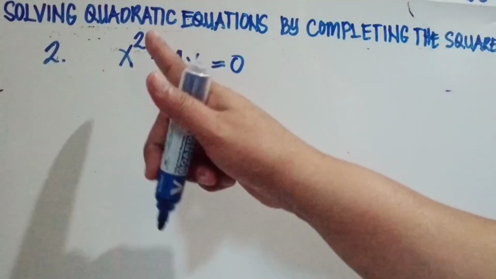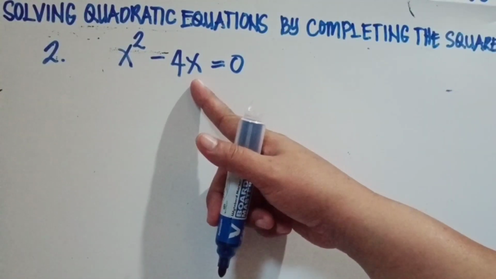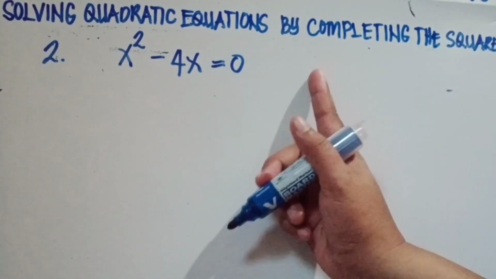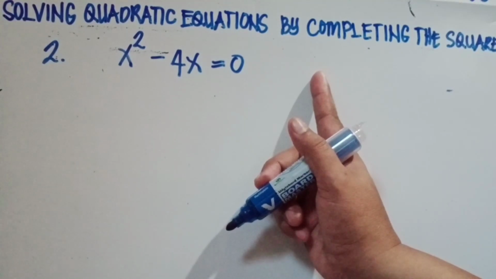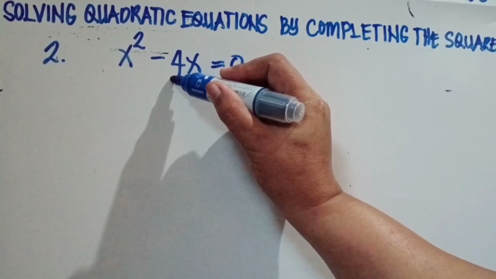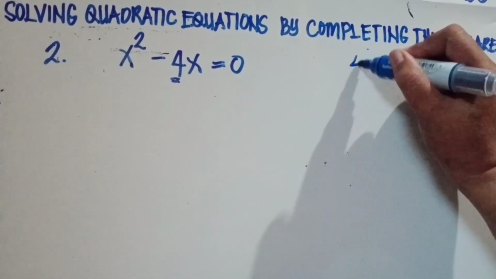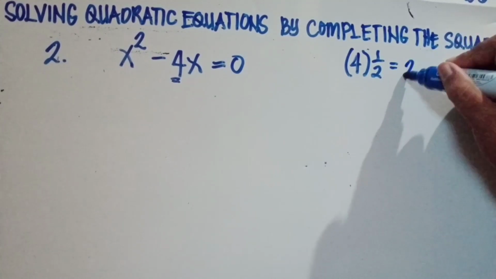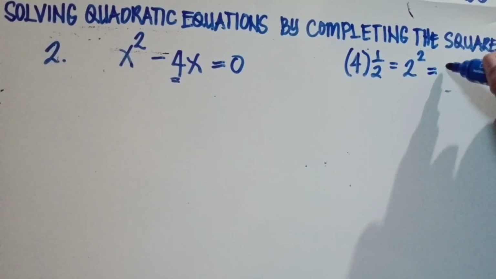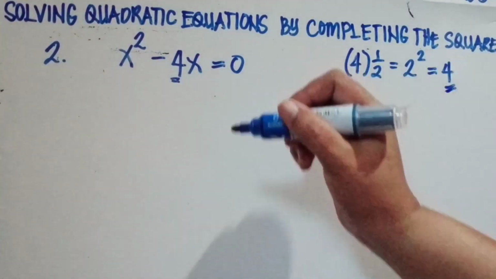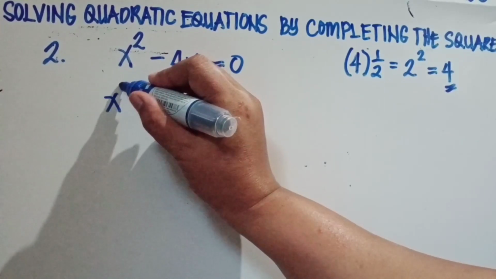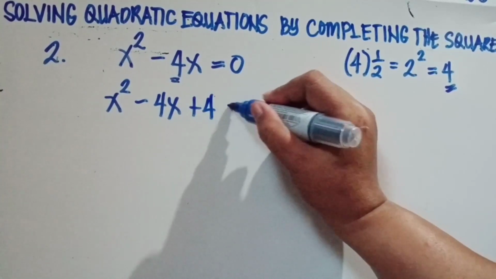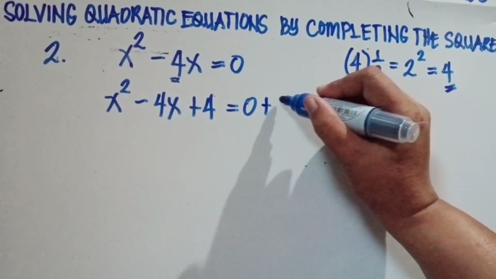Next example is x squared minus 4x is equal to 0. So, dito wala tayong constant term. So, wala tayong ililipat sa right side. So, ang gagawin na natin dito is kunin ang coefficient ng x, and that is 4. So, 4, hatiin natin or multiply natin yan by 1/2. So, the answer is 2. Then, square 2, the answer is 4. Then, add 4 on both sides of the equation. So, we have x squared minus 4x plus 4, then equal to 0 plus 4.